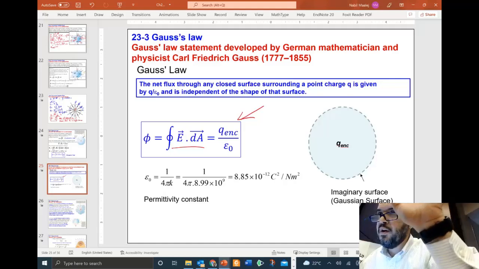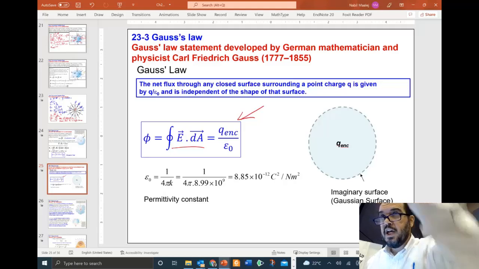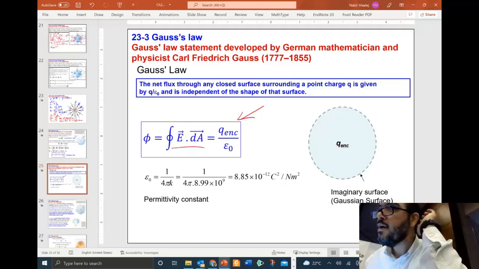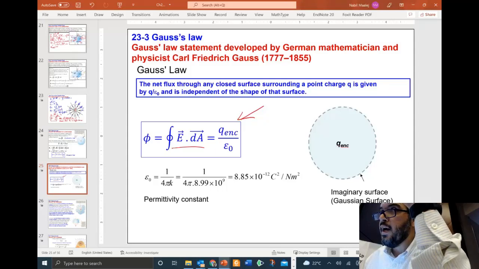Doesn't have to be spherical. The surface can be any shape. That's the challenge. Yes. No. We said, I did not say the flux through any closed surface is 0.